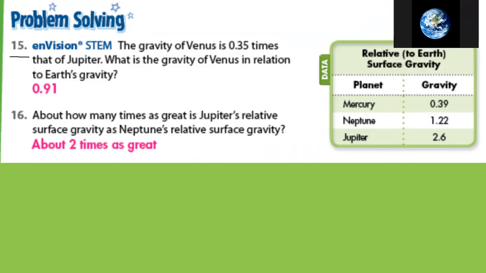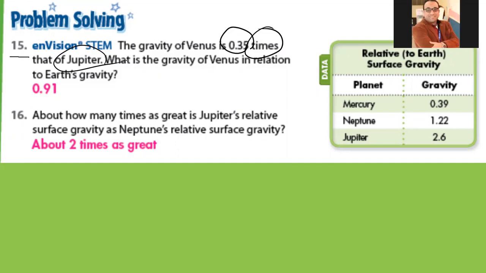Okay, number 15. The gravity of Venus is 0.35 times that of Jupiter. What is the gravity of Venus in relation to Earth's gravity? The Earth's gravity is represented inside the table in front of you. He said 0.35 times. The word times here means what? The word times here means to multiply. So 0.35 times the gravity of Jupiter.